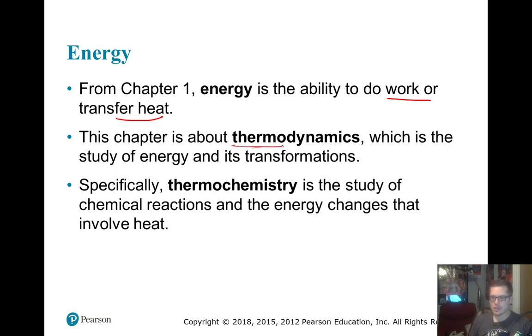We're going to talk about thermodynamics at the very front of this unit, and it's the study of energy and its transformations. Then specifically, we're going to deep dive into what's called thermochemistry, which is the study of chemical reactions and the energy associated with them. We've talked about this before, like when we talked about bond enthalpies and so forth. That was a little bit of thermochemistry. We're just going to do a little bit more of that.